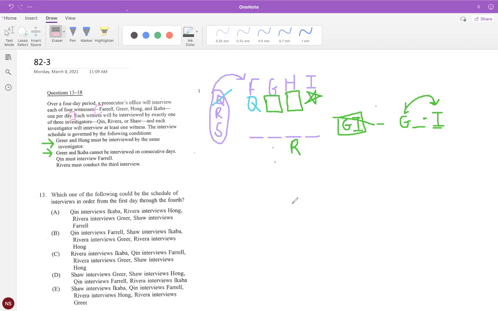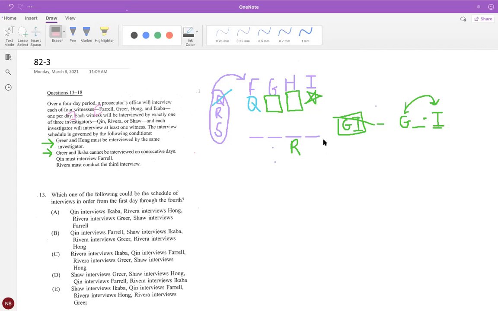H. Yep, or G. Mm-hmm. And I. Excellent. So at this point is where I would create my worlds. And I'm going to actually create it.